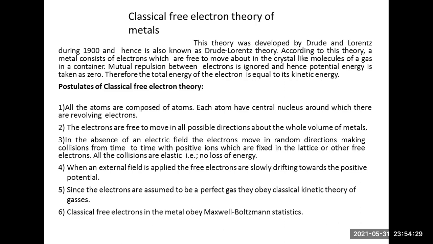And when I say all the possible directions, it means that the electron will have some velocity, and that velocity can also be calculated by Maxwell-Boltzmann statistics. You can say the classical free electrons in the metal obey the Maxwell-Boltzmann statistics. Here we are dealing with what is happening to the electron when it is moving in the metal. We are interested in knowing this particular aspect because of the various applications of this electron when it is moving in the metal.